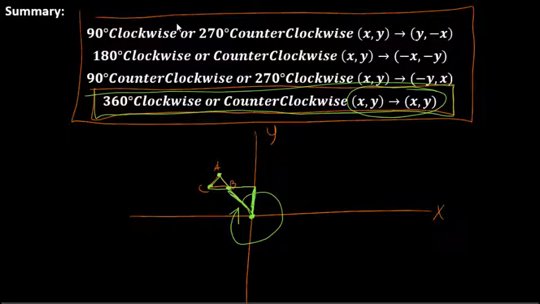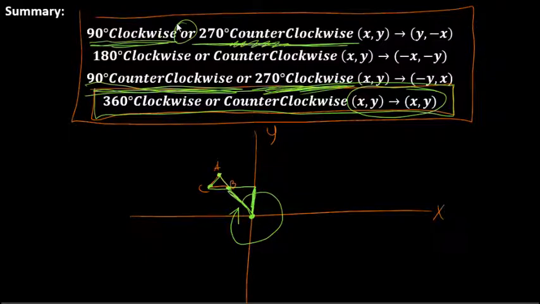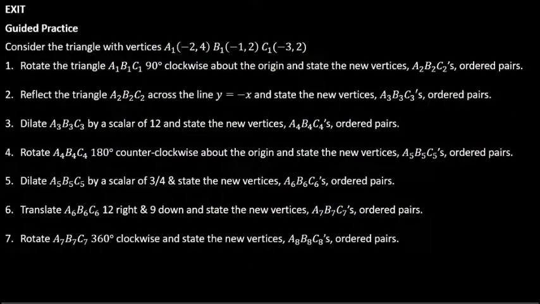We also saw that 90 degrees clockwise was the same as 270 degrees counterclockwise, sorry. These two were the same. That's why I have the or there. And same thing here with 90 degrees counterclockwise. We saw that it was the same as 270 clockwise. And I know this is super confusing, but just trust me, write this stuff down, follow these rules, and the guided practice will be a cinch, I promise.